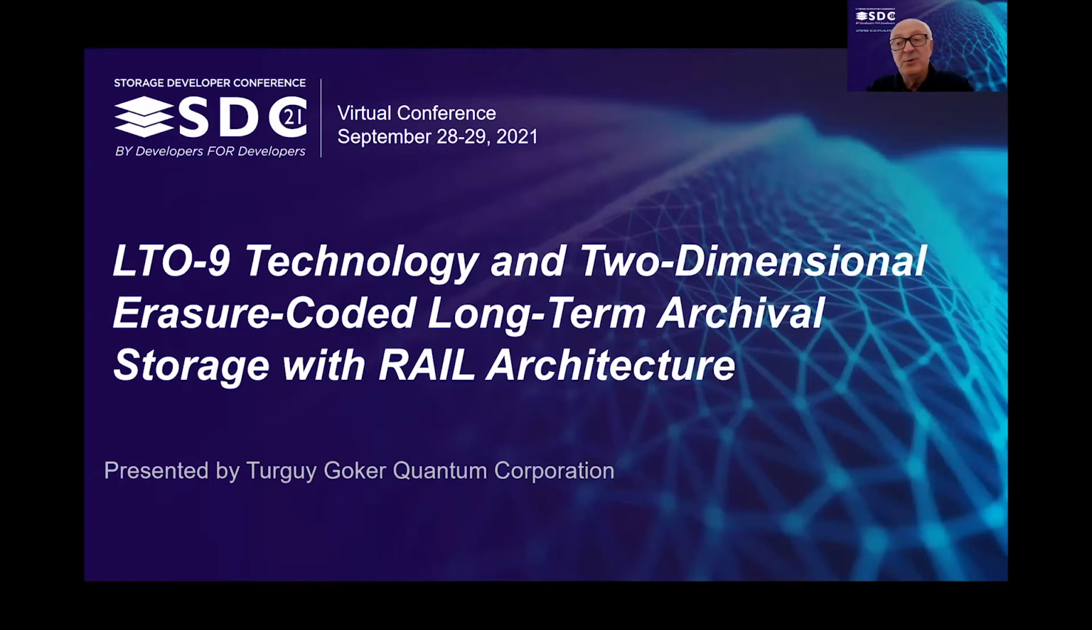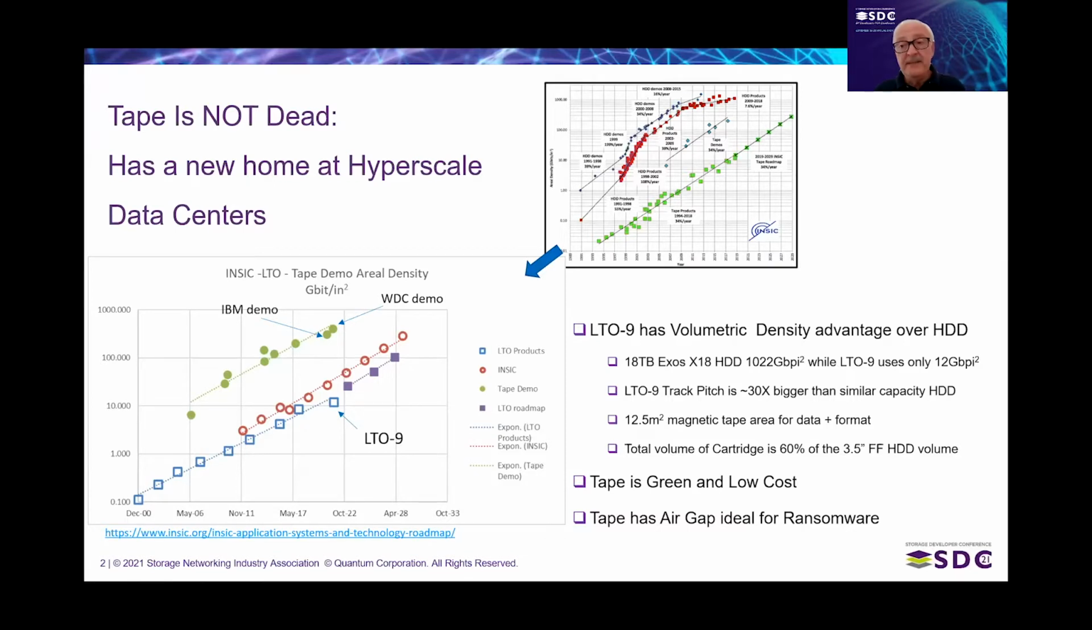LTO-9 technology and two-dimensional erasure-coded long-term archival storage with RAIL architecture, where RAIL stands for Redundant Array of Independent Libraries, which we all are familiar with. Is tape dead? Many have said that over the years, but tape is not dead. Actually, it found a new place as a tier storage system in data centers, with all the hyperscalers.